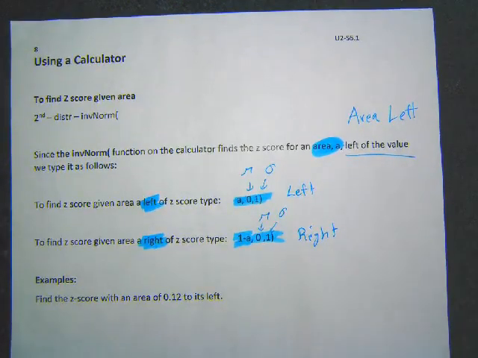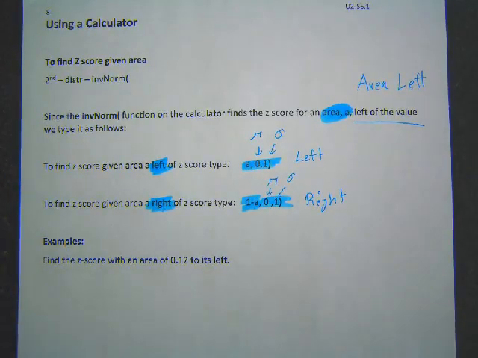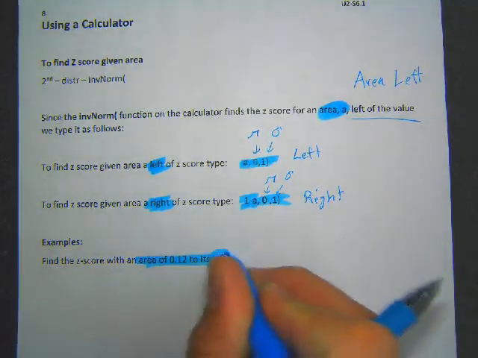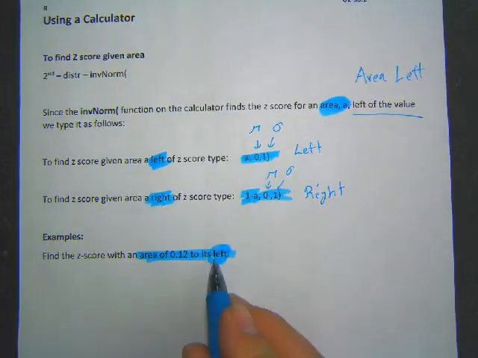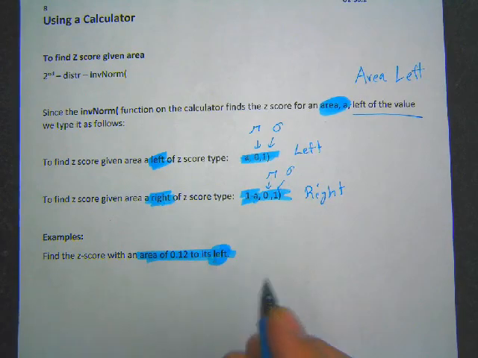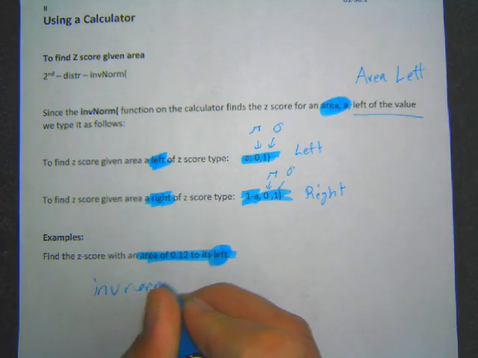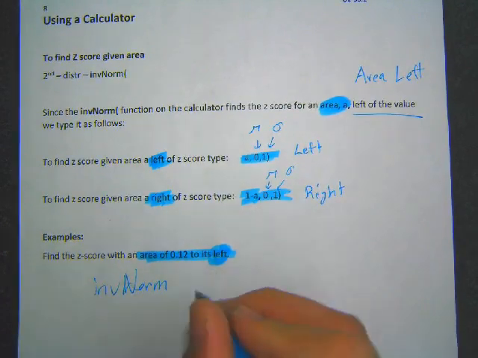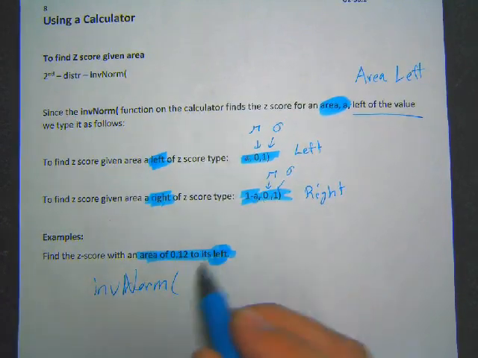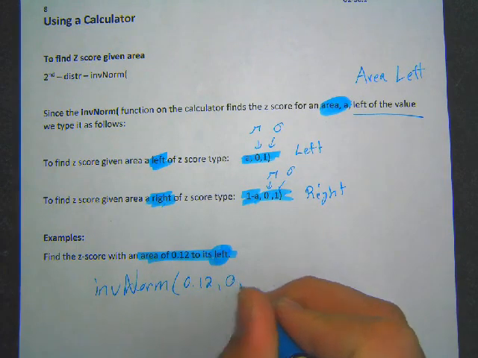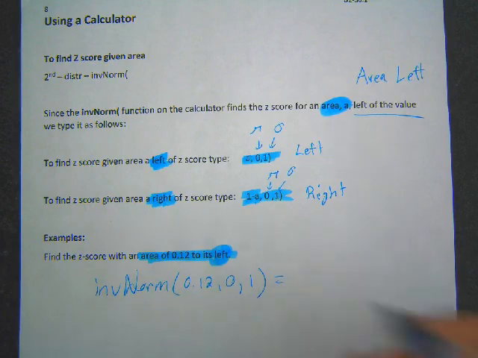Okay, so let's try it. Let's find a z-score with an area of 0.12 to its left. So this is the area to its left. Since it's left, we can just leave it as is. We don't have to change it. So to do this, we're going to do inverse norm, with norm capitalized, parentheses, and then we're going to have the area, which is 0.12, the mean, which is 0, and the standard deviation, which is 1, and that will give us our answer.